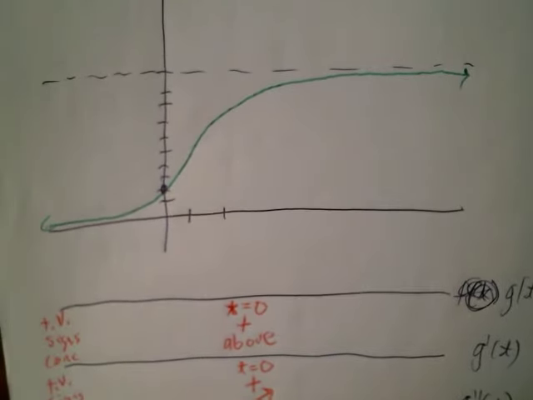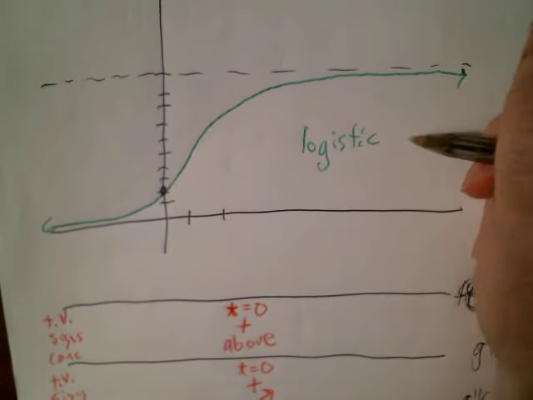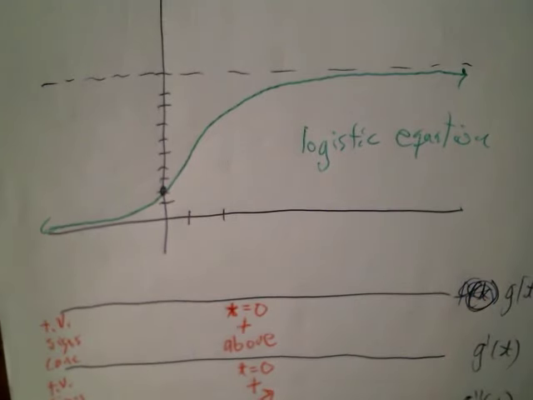And this guy we'll call eventually the logistic equation. So it's a way of modeling population growth. We saw it before for modeling learning curves.